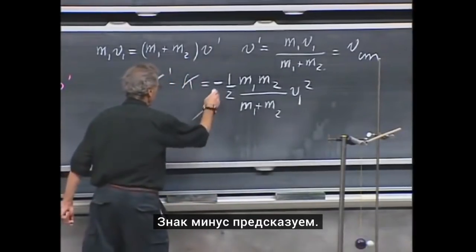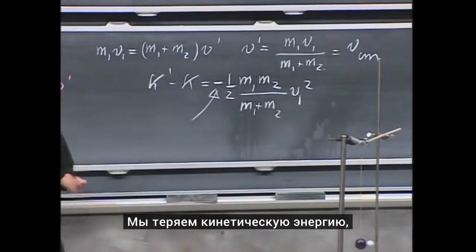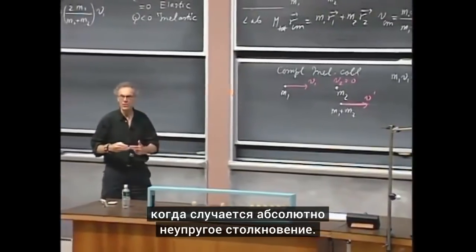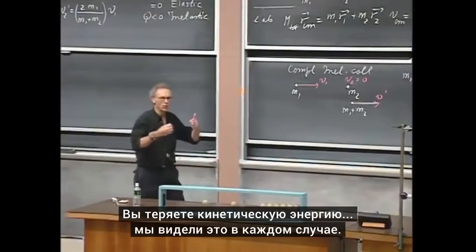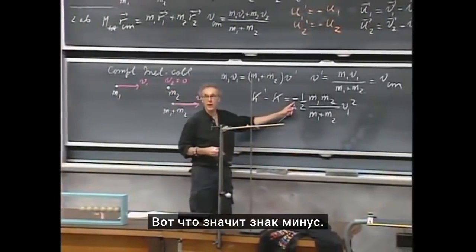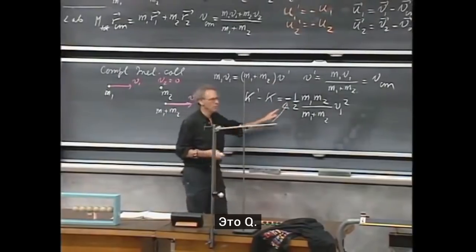The minus sign is predictable. We lose kinetic energy. When there is a completely inelastic collision, we've done many last lecture, you lose kinetic energy. We saw it in every single case. That's what the minus sign means. This is Q.